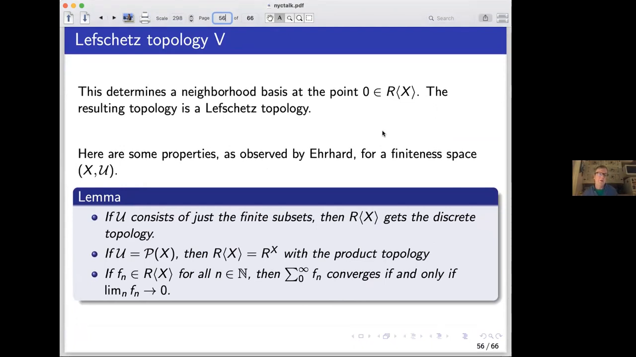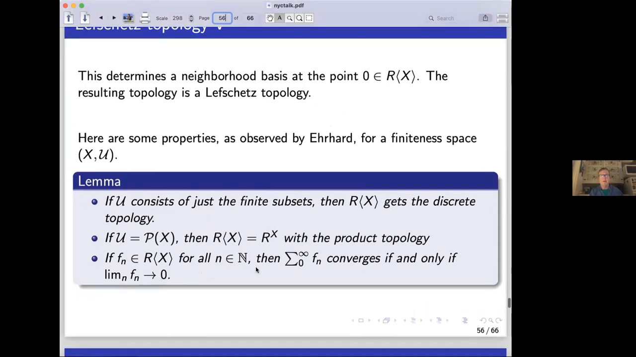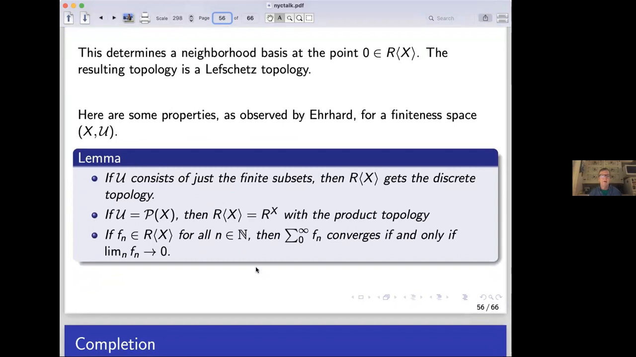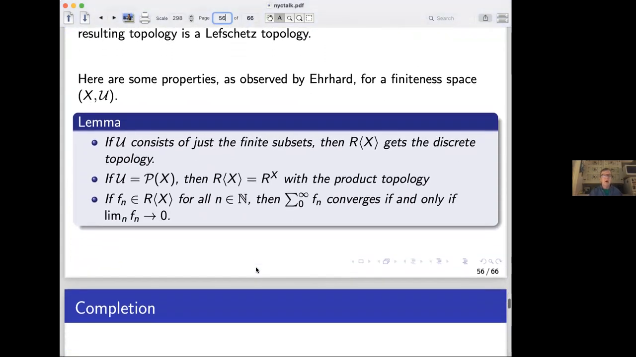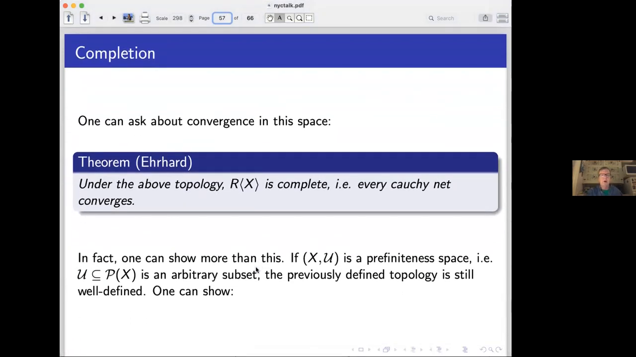Thomas proved some nice results about this topology. So the fun one is the last one. A series will converge in this topology if and only if the limits of the individual terms go to 0, which is exactly what every calculus student I've ever had thinks. In this case, it is actually the truth. And so an interesting question is, what about the completion of these topological rings that we get? Thomas proved that R of X is always complete. In other words, every Cauchy sequence converges, but we have actually a slightly stronger version of this theorem.